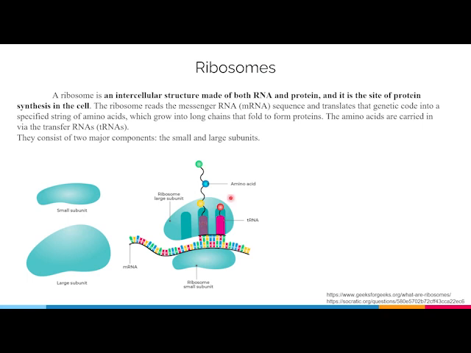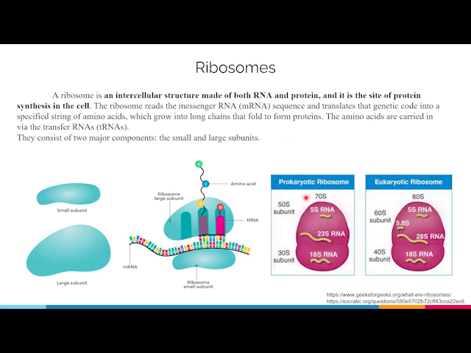And the rRNAs are the ribosomal RNAs that make up the ribosome. So as you saw, the ribosome is made out of RNA and protein, and these RNAs are the rRNAs. These are also known as ribozymes because they act as enzymes as well.